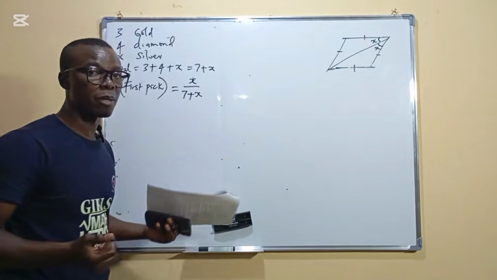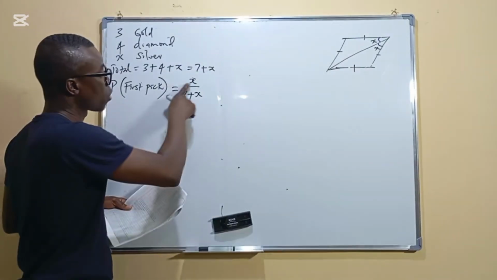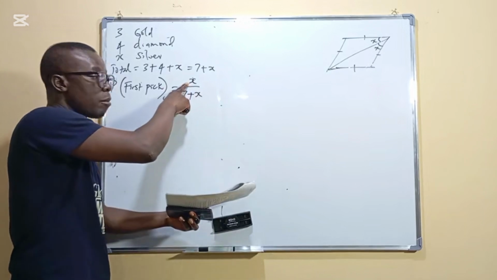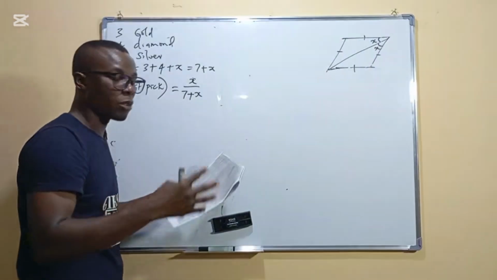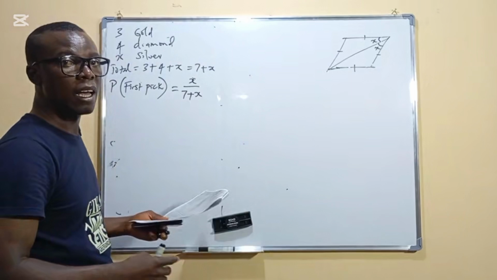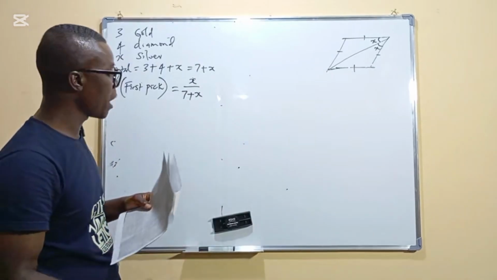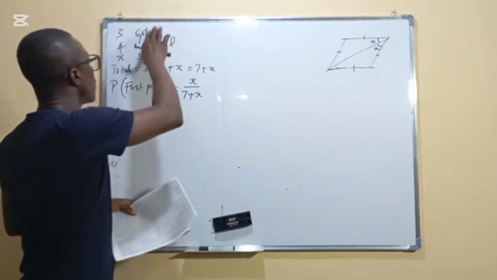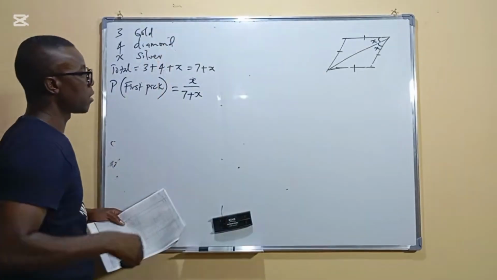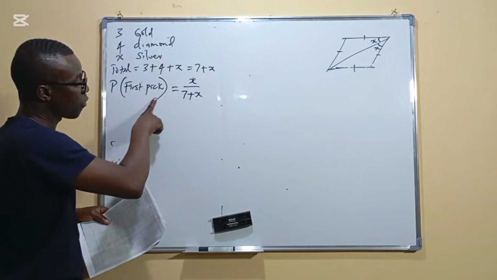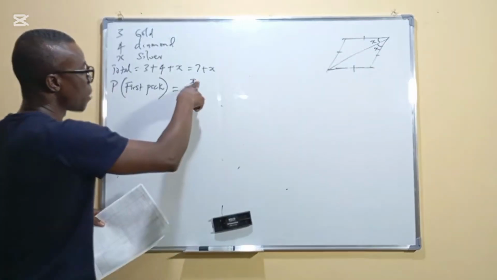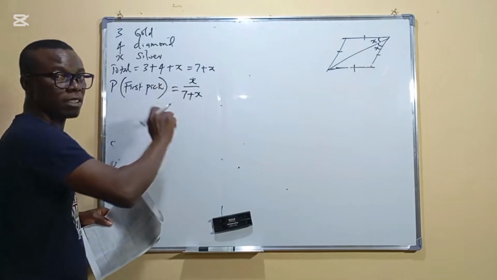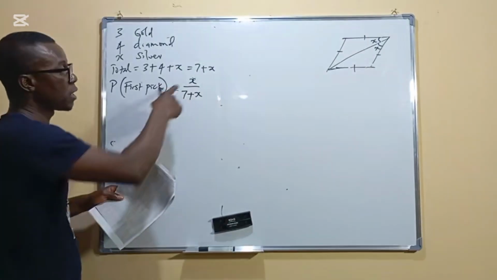You know, the definition for probability is that a probability is equal to the number of required outcomes, here the required outcome is silver marbles, over the number of possible outcomes. That's to say, the total elements that we have in the sample space, in this case, in the basket. So we have 3 gold, 4 diamond, and as well silver. So the probability of picking the first, which is going to be silver, is going to be X over 7 plus X. Now, once we pick this one out, we are going to be left with X minus 1.